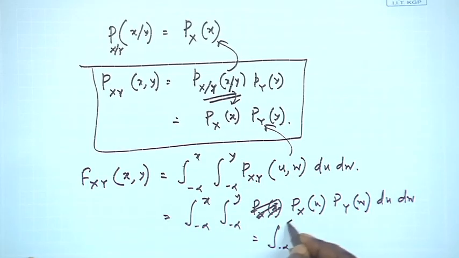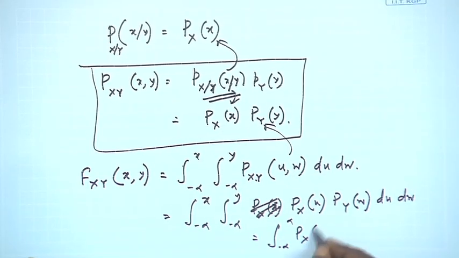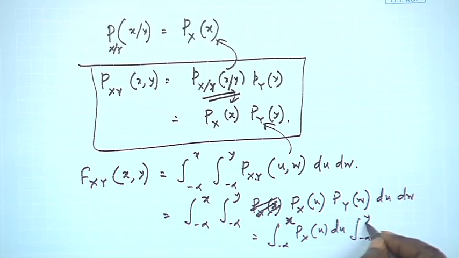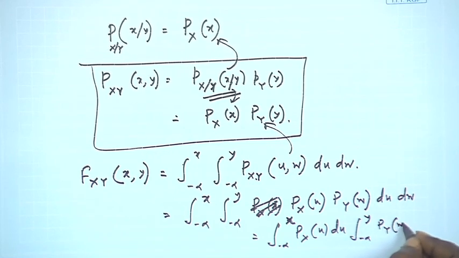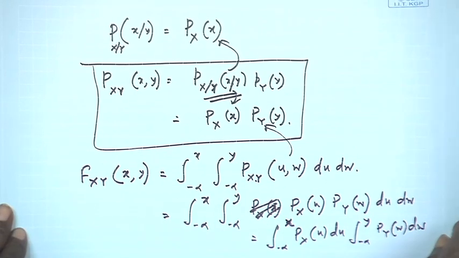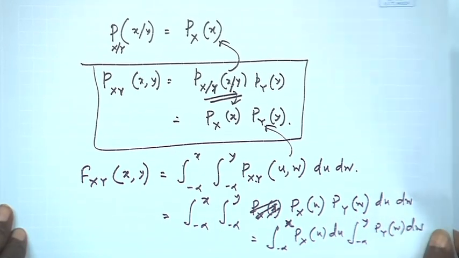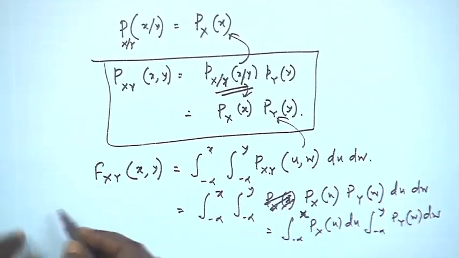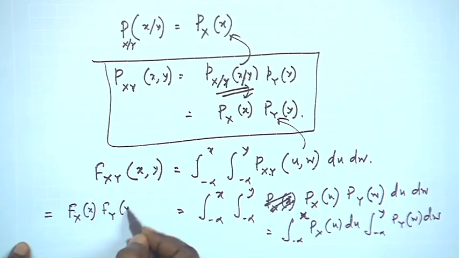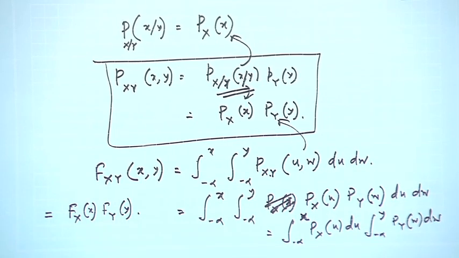So, I get the integral from minus infinity to x of p x (u) du times the integral from minus infinity to y of p y (w) dw, which is nothing but F x (x) and F y (y). So, this must be equal to F x (x) times F y (y). Even their CDF gets the multiplication form.